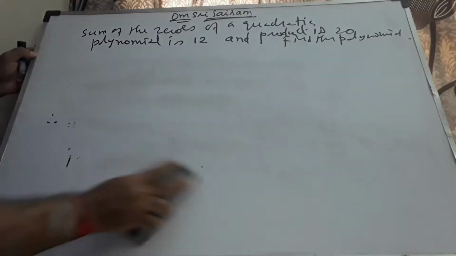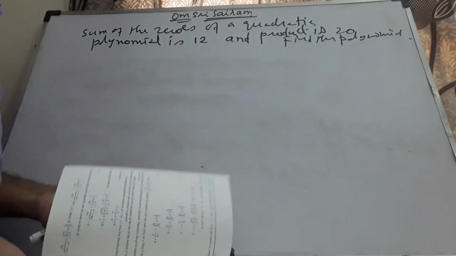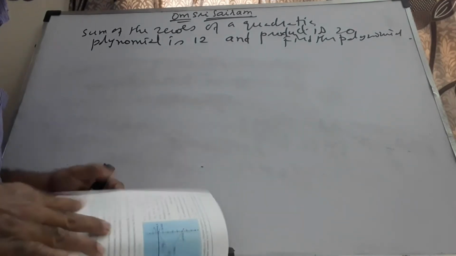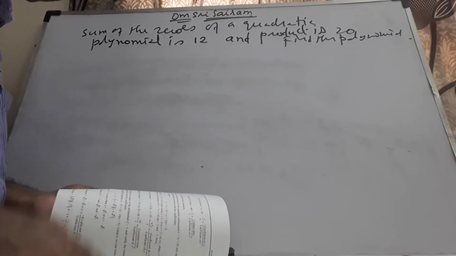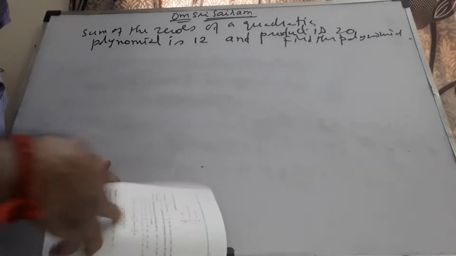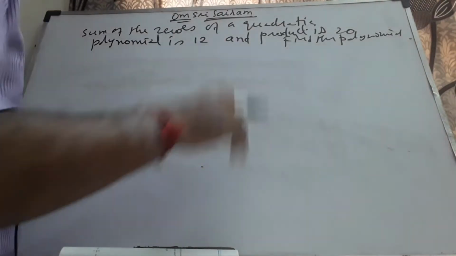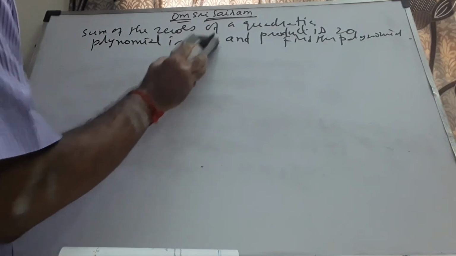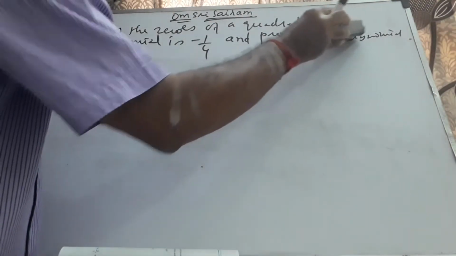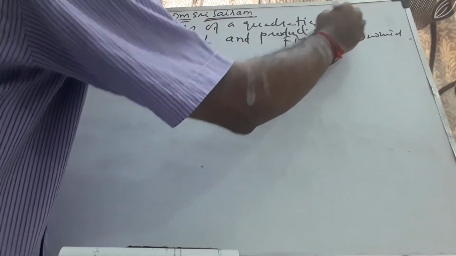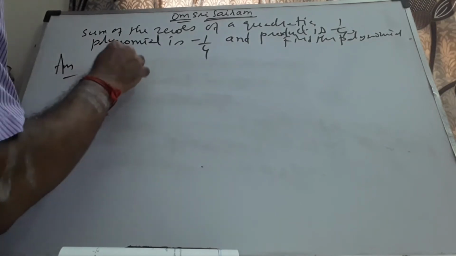Okay, let me take another example. I'll take one problem from the book itself, just 2 minutes, please wait. Sum of the zeros and product are given in the question itself. Let us say sum is minus 1 by 4 and product is 1 by 4. It is given in the question from the book. The answer required is the polynomial.